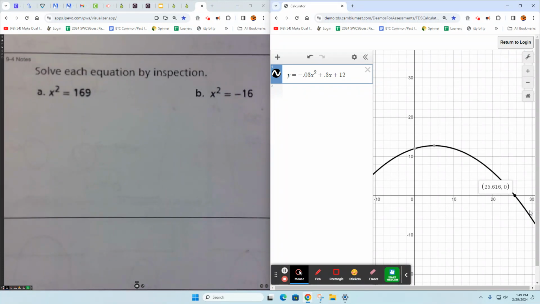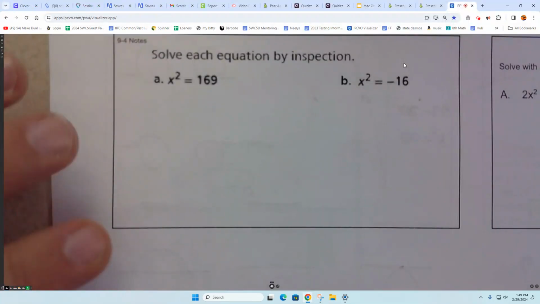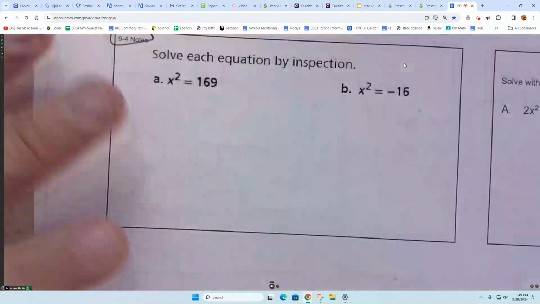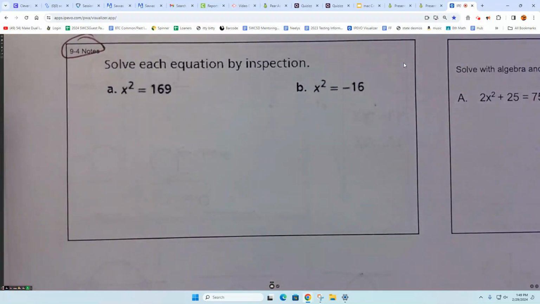Solve by inspection. Now I'm going to give you bad news and good news. I want you to notice that this note says 9.1, that's 9.4, and this is 9.4. Are we just skipping to it? No, we're coming back to it. I don't think it makes sense to do it in a different order.